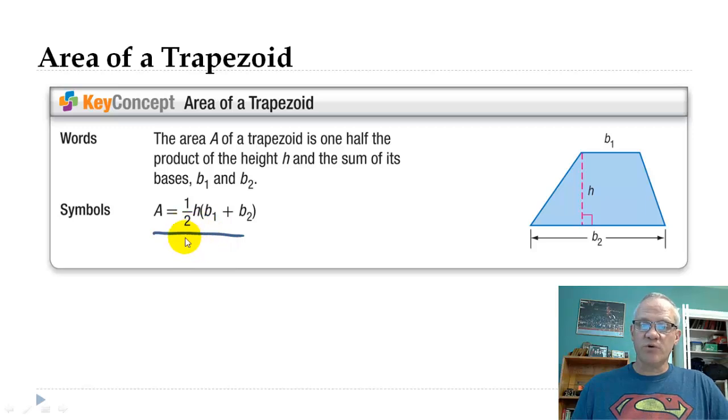Notice it's kind of similar to the triangle. Remember, our triangle was 1/2 base times height. The only difference here is we still have the height, but we have two bases to add together. So instead of 1/2 base times height, we have base 1 plus base 2. It's key to notice that you're adding those two bases together before you multiply by height. Remember, you're adding, not multiplying there. All right, let's look at an example.